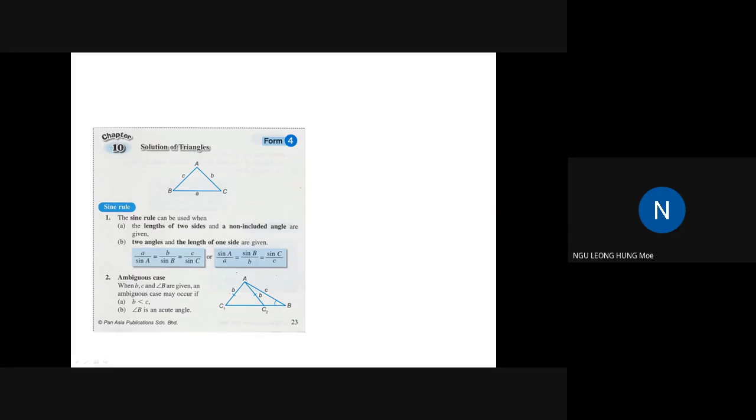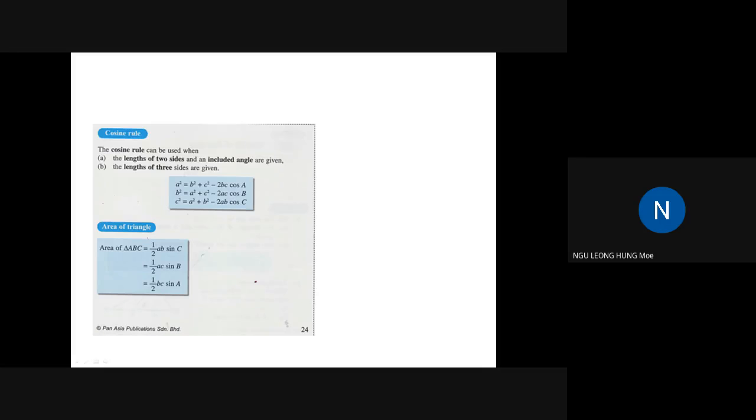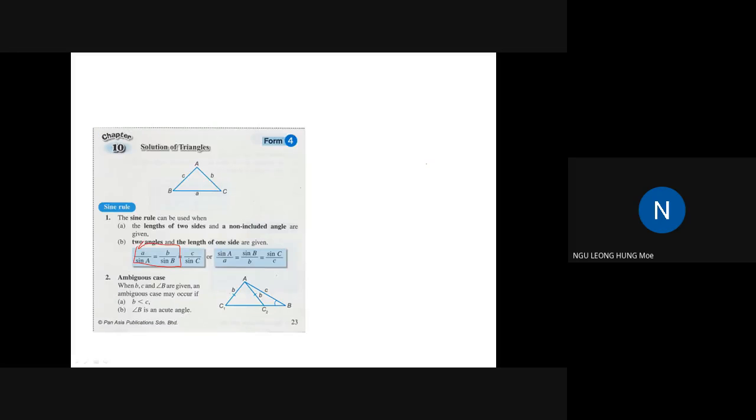Solution of triangle only has 2 formulas. We have only 2 formulas. First one is this one. Second one is this one. Sorry, there is another one. This is area. Only 3. Just that you have to make sure which triangle you are looking for.